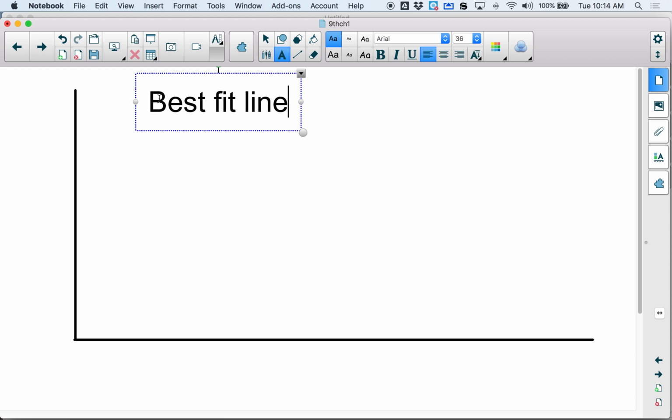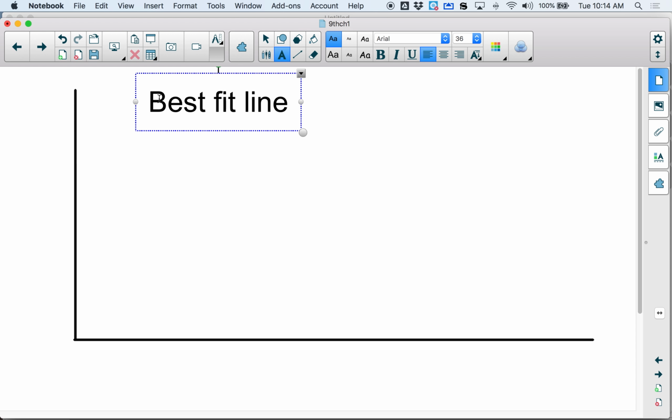Okay? All right, listen up, please. A best fit line is a perfectly straight line. It does not bend anywhere. So this isn't like the lines on a line graph where you would connect every one of these and it just kind of goes all over the place. A best fit line is perfectly straight.